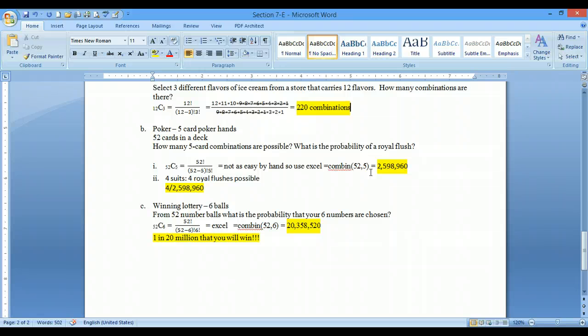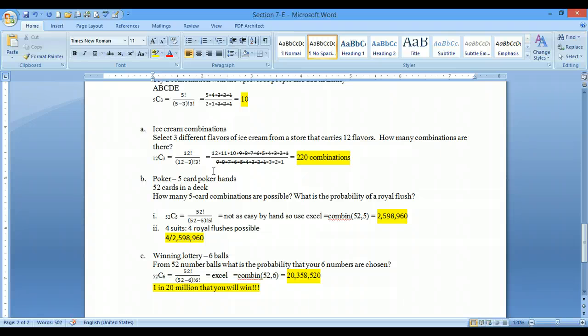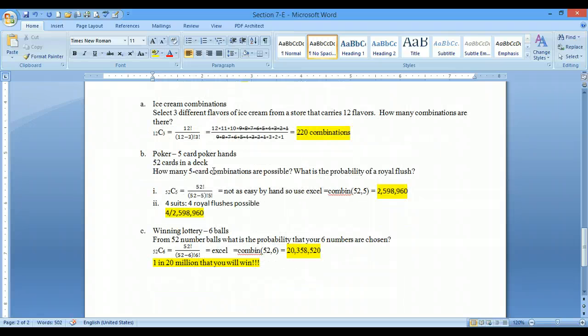In poker, you have 5 cards for a hand, and there are 52 cards in a deck. How many 5-card combinations are possible? And then what's the probability of a royal flush? So what we're going to do first is find the combination of 52 choose 5, so 52 factorial over 52 minus 5 factorial times 5 factorial. Now this one's not as easy as the ones that we've done previously. So you can use your calculator or go ahead and use Excel.